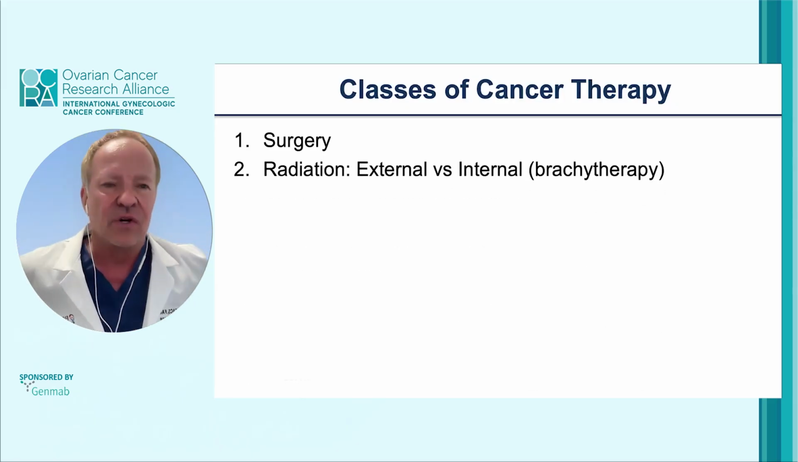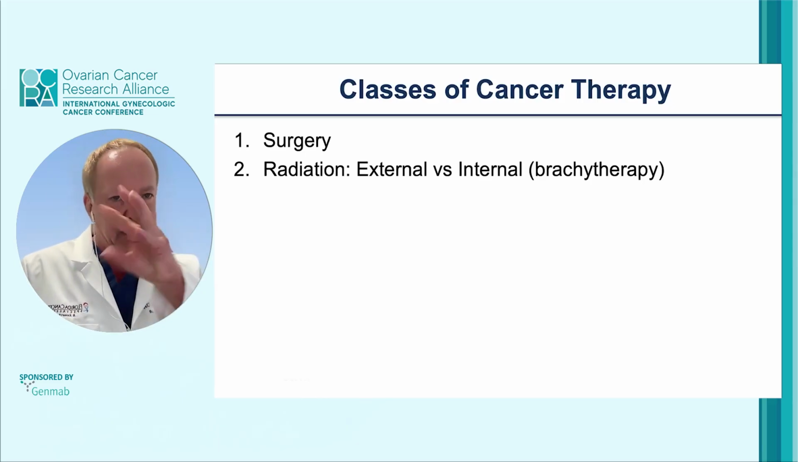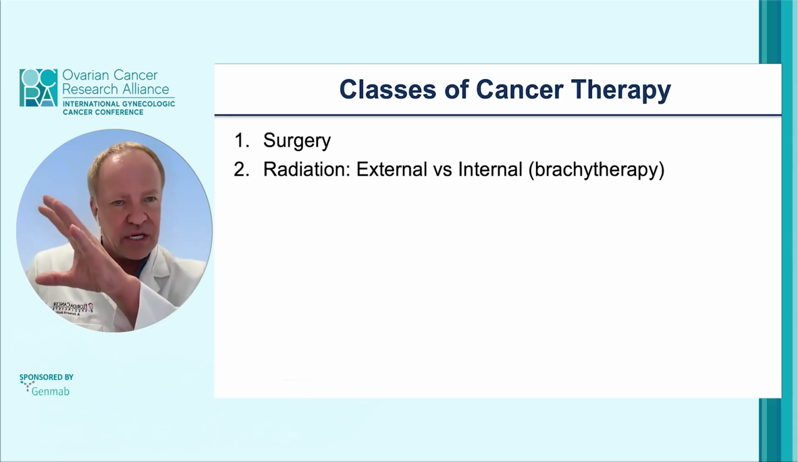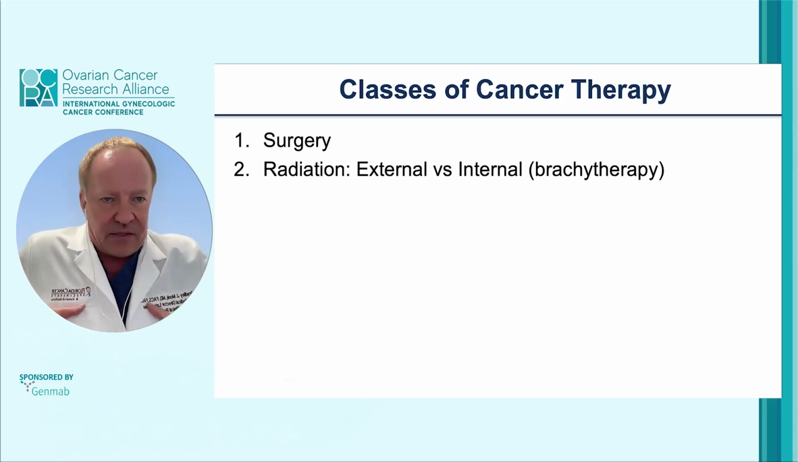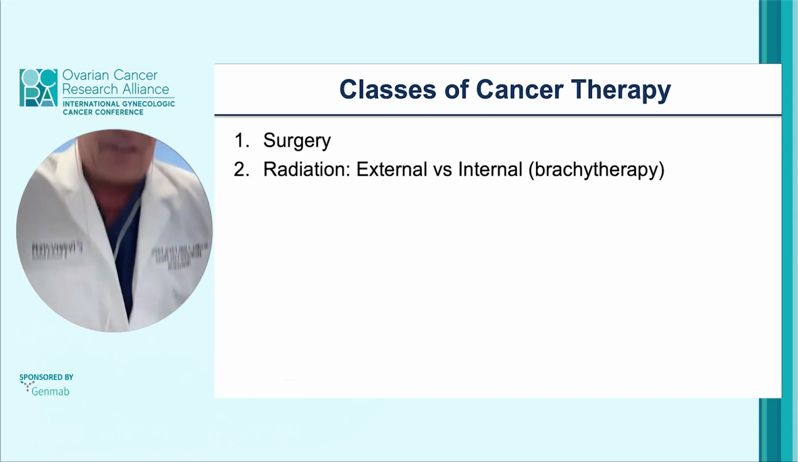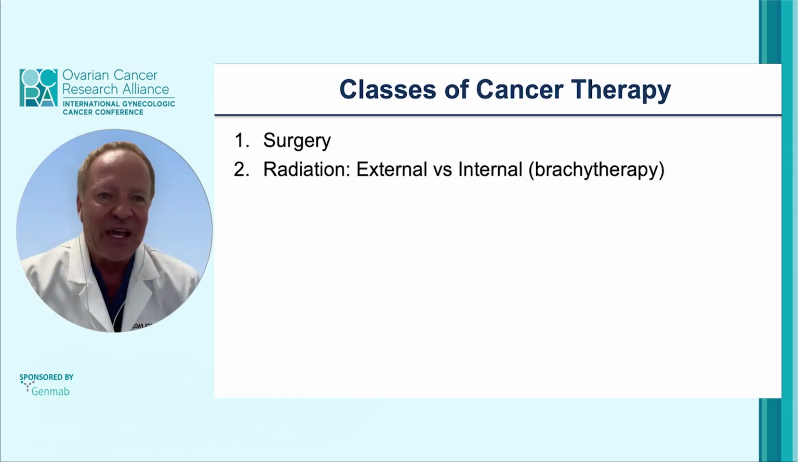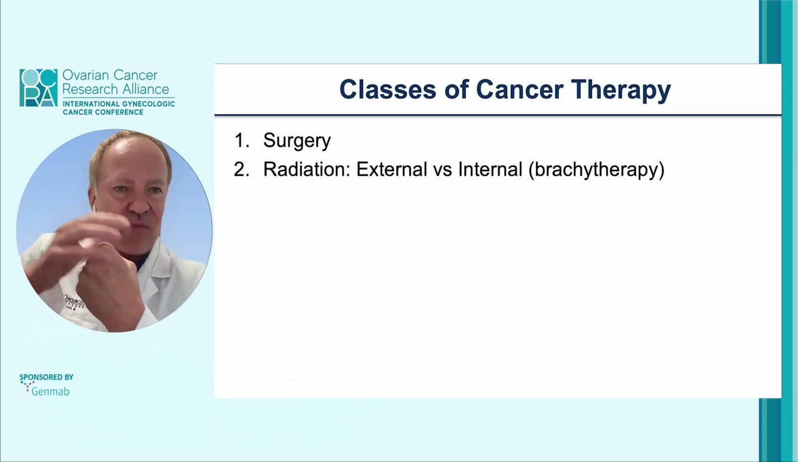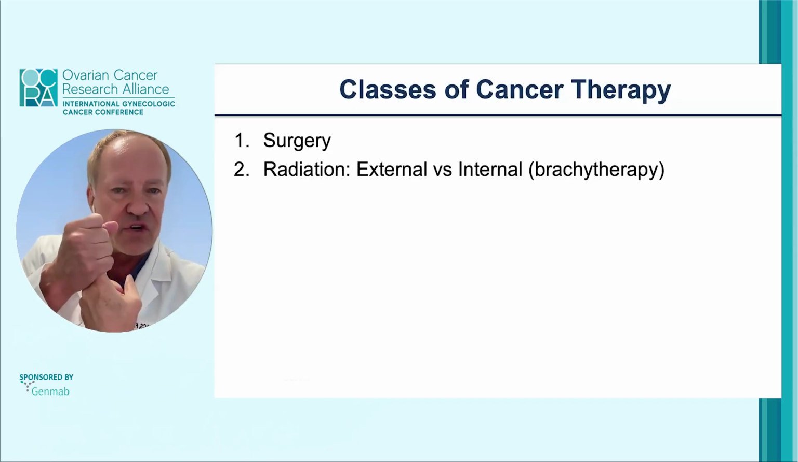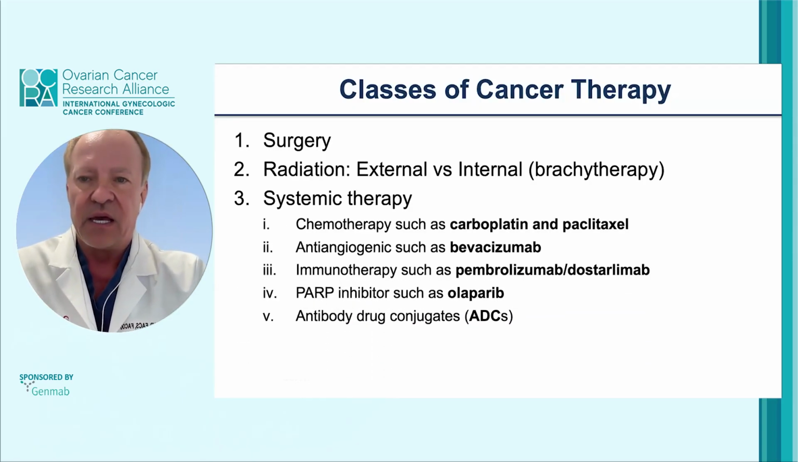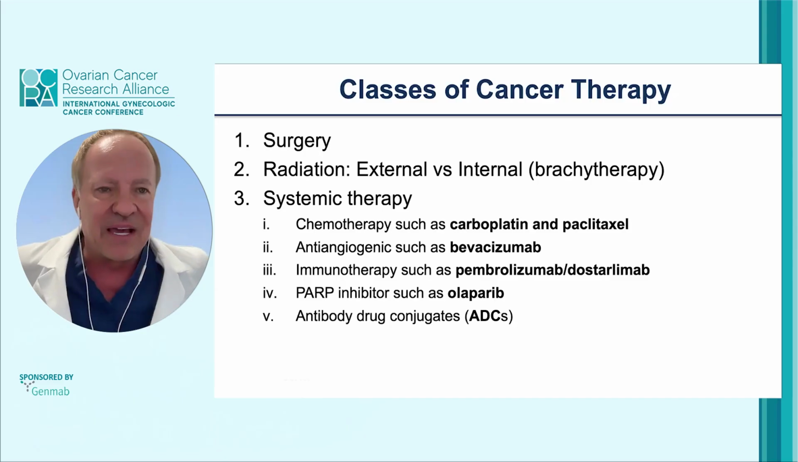Radiation still has value. Radiation can be beam, a beam of energy directed at an area, generally in the pelvis. But you can also put radiation somewhere, like in the vagina or in the cervix. That's called brachytherapy. Now we have what we call systemic therapy.